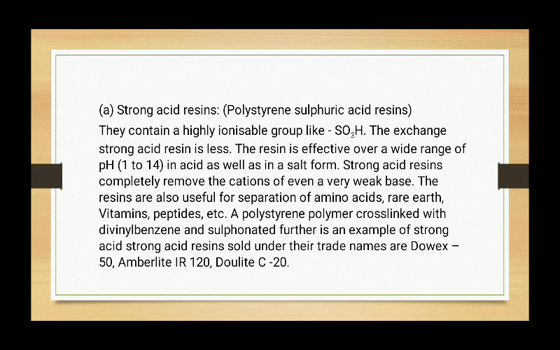The resins are also useful for separation of amino acids, rare earths, vitamins, peptides, etc. A polystyrene polymer cross-linked with divinylbenzene and sulfonated further is an example of strong acid resin sold under the trade names as Dowex 50, Amberlite IR 120, Duolite C20.